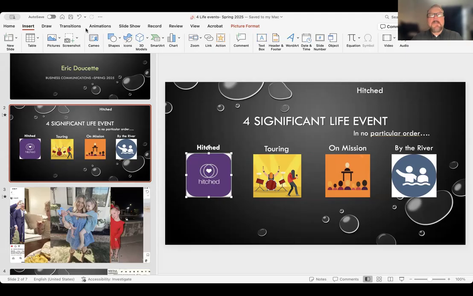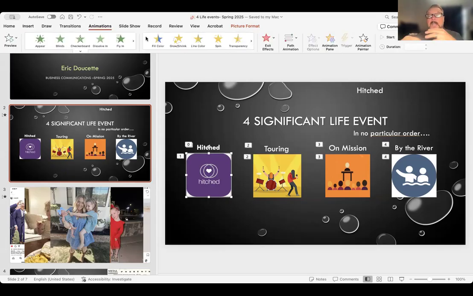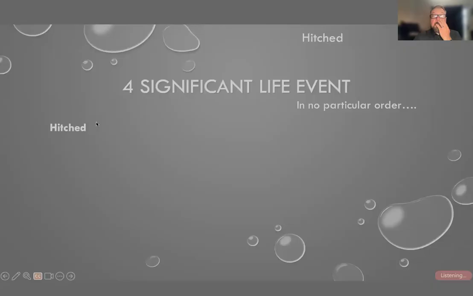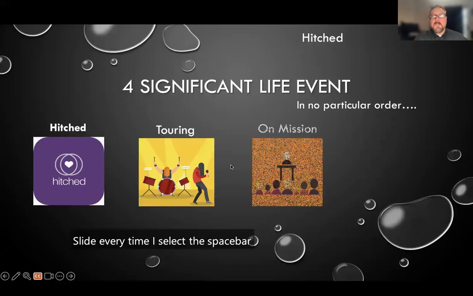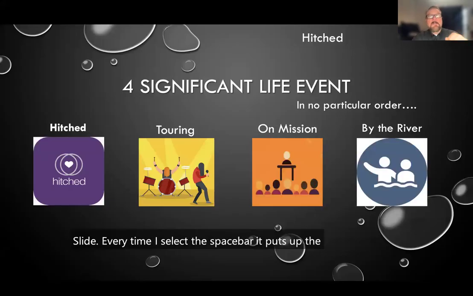So here's the animations up here at the very top. If I select animations, now I have all these options for which to animate my slide as it's being built. And right now I do have animations turned on. I already showed you that. If I was to go through and play the show again from this point on, if I play from current slide, every time I select the space bar, it puts up the next item. Okay, that's what I mean by builds.